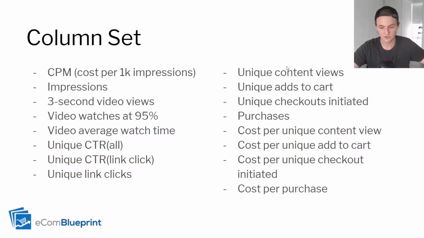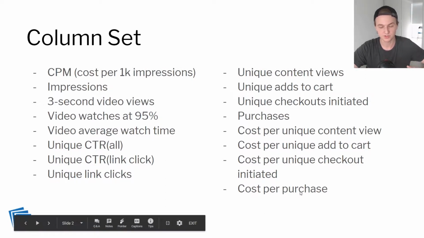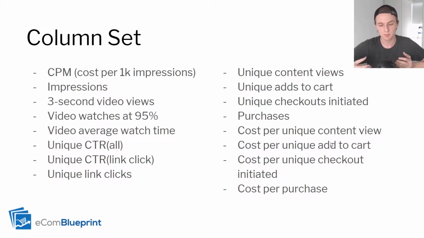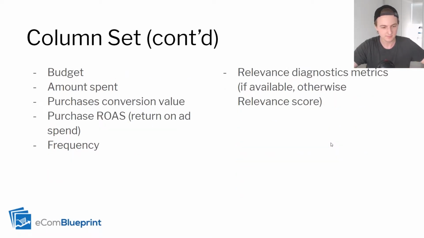And then after all of these, this is all the website funnel, right? Content views, add to cart, checkout initiated, purchases. I want to see these 4 metrics, but the cost of them. So my cost per unique content view, my cost per unique add to cart, cost per unique checkout, cost per purchase. The reason you want to pull up these metrics is that these are the metrics that you're going to use as your KPIs, your key performance indicators. And so you want to see how much you're paying for each one of these metrics, and then you can compare that to what you should be paying based on your KPIs.